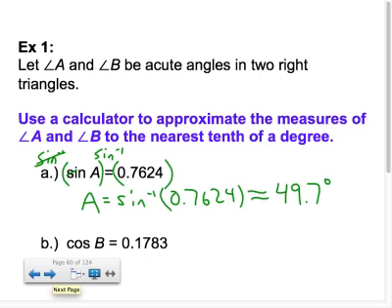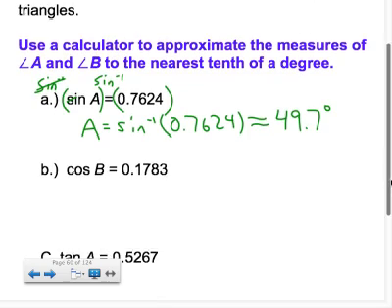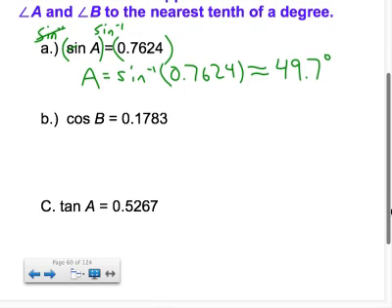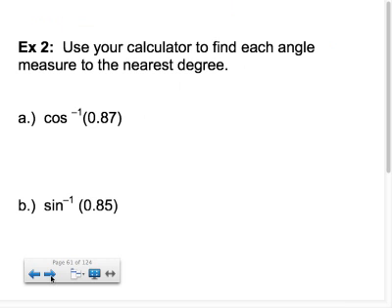Part B, you should be able to do that one now. Go ahead and try Part B and C on your own and see where you're at with this stuff. If you have questions on B and C, obviously ask me in class, but hopefully that first example shows you what you're going to do. Example 2 says use your calculator to find each angle measure to the nearest tenth. I'm not going to go through this. This is just so that you can get comfortable with your calculator, finding where the inverse cosine is, the inverse sine is, and the inverse tangent is on the calculator.